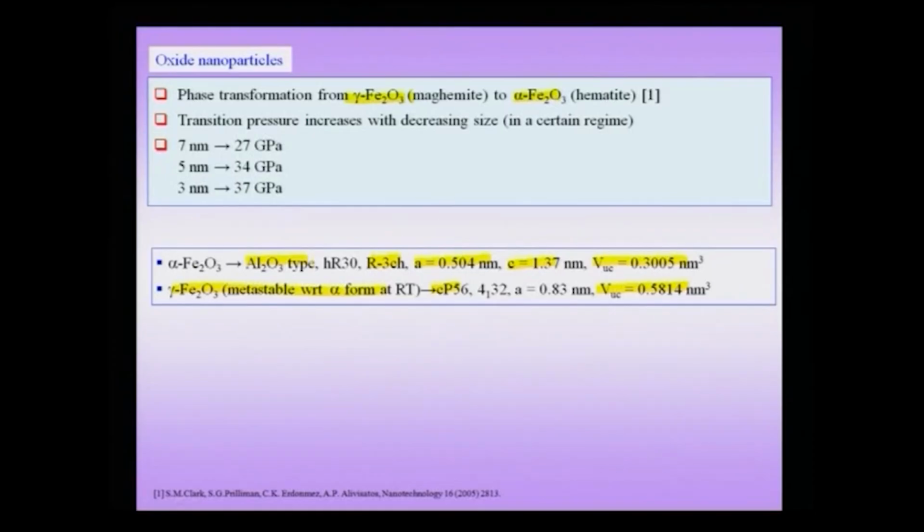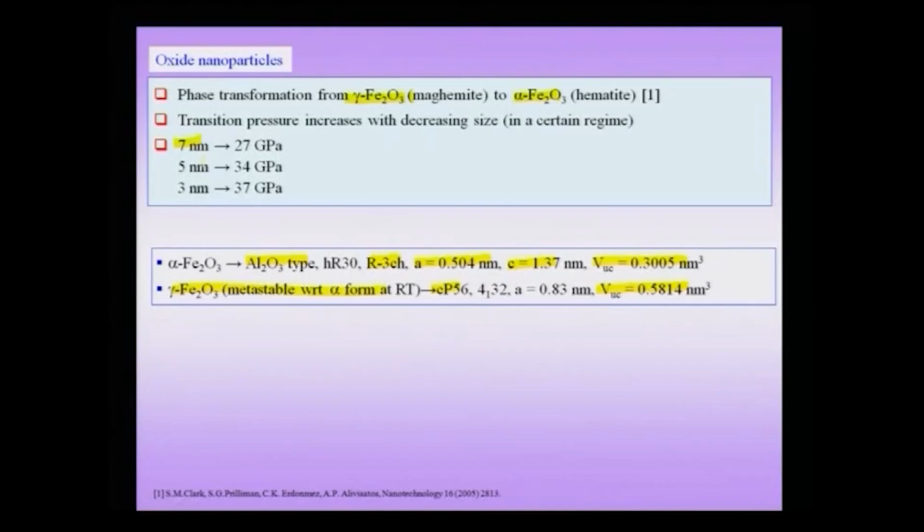So, you have two forms, one with a larger unit cell, one with a smaller unit cell, and this transformation, as you can perhaps guess, can be driven by pressure. And the important thing to note is that as you decrease the size, and now we are really in the very small scale regime, 7 nanometer to 5 nanometer to 3 nanometer, you can see that the transformation pressure actually increases. That means for smaller and smaller particles you need larger and larger pressures for phase transformation to take place. And of course, these pressures are applied using a diamond anvil, and so there are inherent complications in studying the in situ phase transformation and getting the signal of how the transformation has taken place.